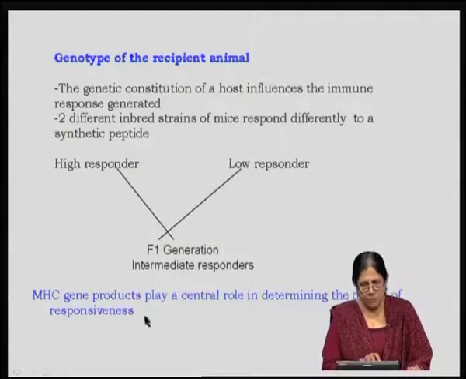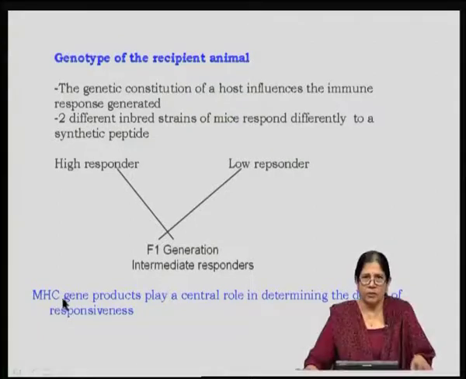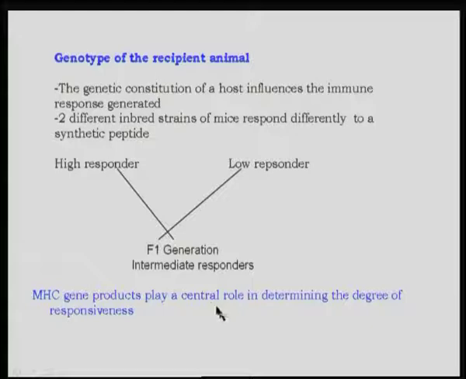So, MHC gene products. Now, with respect to the B cell immune response, you can already immediately say that helper T cells are required, which will recognize molecules or peptides presented to them in the context of class 2 molecules, MHC class 2 molecules, and therefore the type of MHC gene present would now determine whether the peptides can be docked on or not. And therefore, since it is the helper cells which play a key role in modulating the B cell response, MHC gene products play a central role in determining the degree of responsiveness.